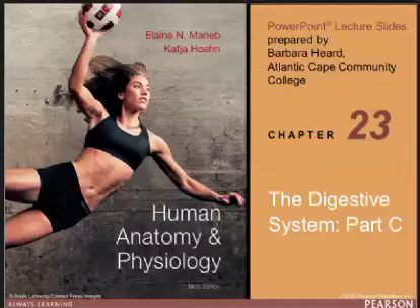Okay, guys. This is the last installment in the chapter on the digestive system. So this is the back end of chapter 23. And we're going to talk about the rest of the accessory organs of digestion, and we're going to describe the chemical and mechanical processes of digestion that primarily concern the small intestine, the large intestine, the rectum, and the anus. So we're going to start off talking about the pancreas.